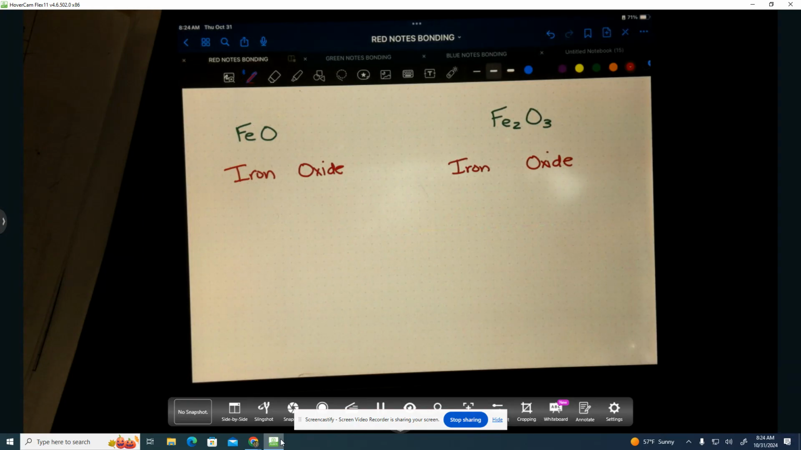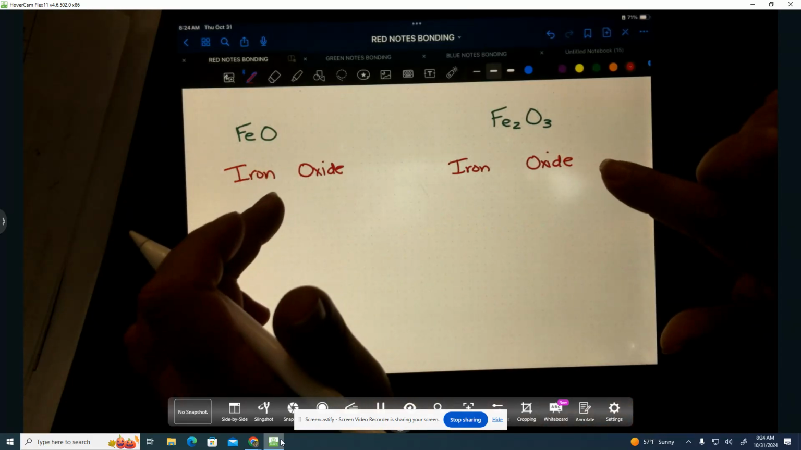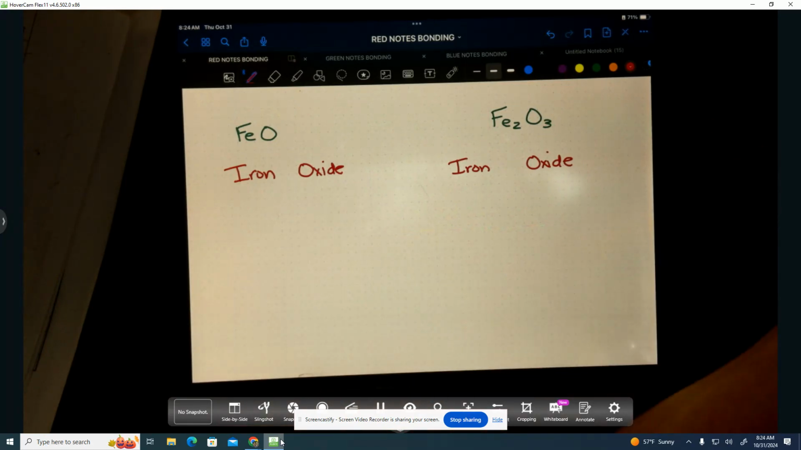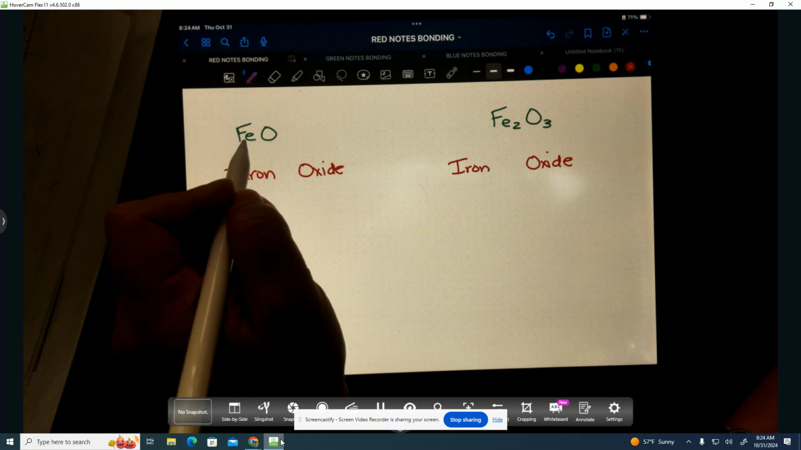Well, let's back up a step. Are they the same stuff? Is FeO and Fe2O3 the same? No, they're not the same. They're totally different compounds. One's made of 1 iron and 1 oxygen. One's made of 2 irons and 3 oxygens. So they're not the same thing. So I can't say to you, go bring me some iron oxide, because I don't know which one you're going to bring me.